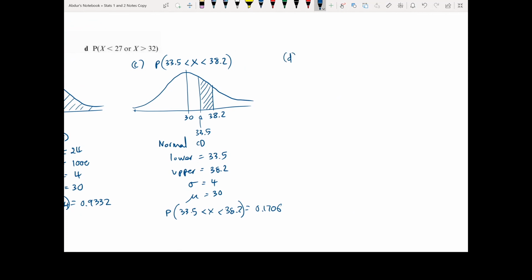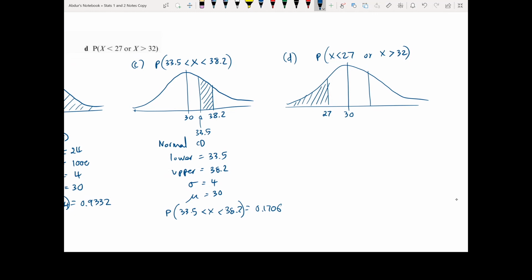And lastly, we look at part D of the question, where we want the probability of x being less than 27 or x being greater than 32. Again, start with our normal curve, put in our mean, which is 30. We want x less than 27, so we want this area, or x greater than 32, so we want also this area. So it's this or that. As we have two areas here, we're going to have to do two calculations, and since we've got the word or there, we can add the probabilities.